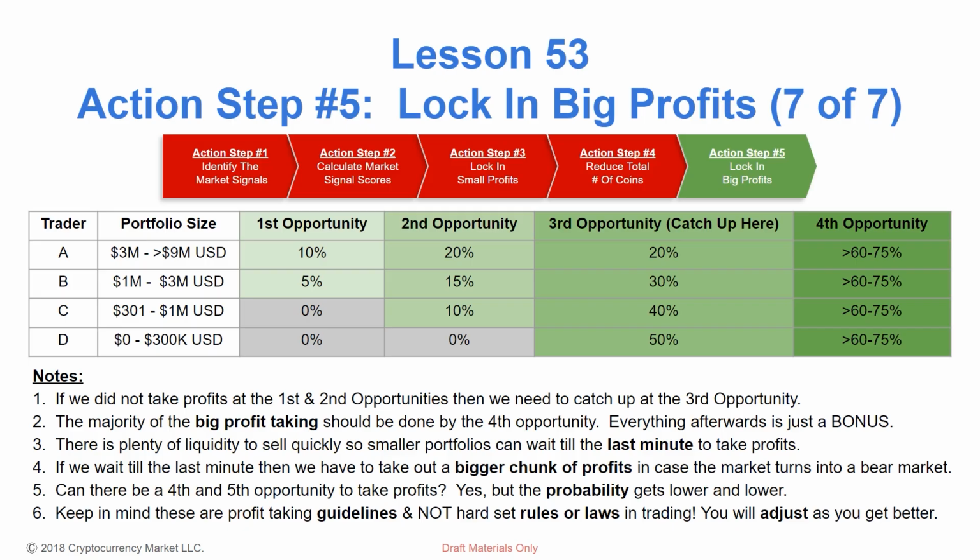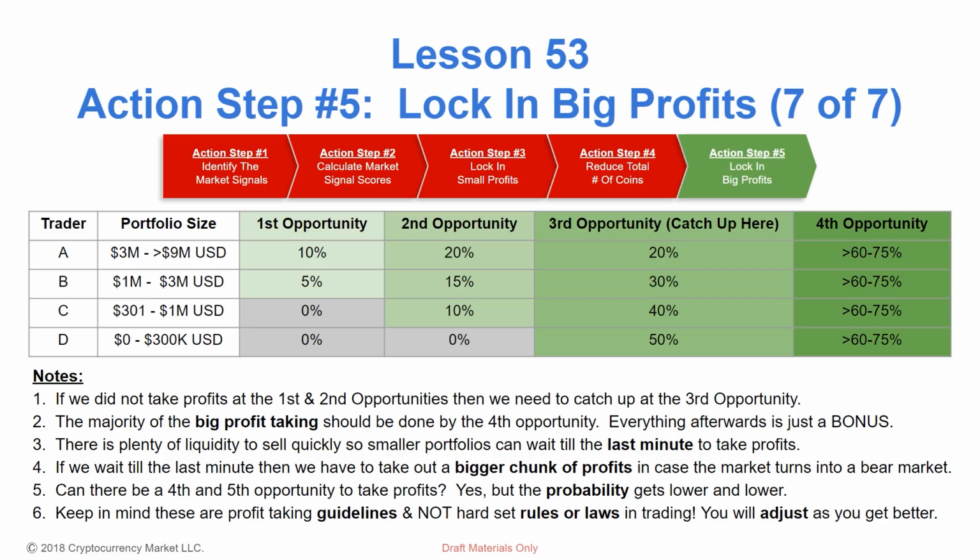Now, if we look at trader B, he only has a 1 million to a 3 million portfolio. So in the first opportunity to take profits, he doesn't need to take out a lot. He just needs to take out a little bit, like 5%, and then let the rest of his portfolio continue to work and make money for him. However, when he gets to the second opportunity, he has to make up for not taking the whole 10% out in the first opportunity, so he's going to take out 15% profits. And then he's going to catch up and make up for it in the third opportunity and take out an even bigger chunk of a minimum of 30%. By the fourth opportunity, 60 to 75% of his profits should already have been taken out.